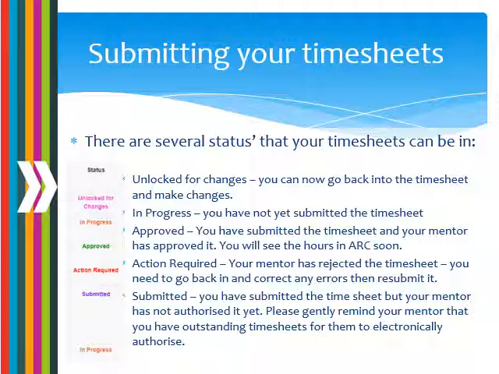Approved means that you have submitted the timesheet to your mentor and your mentor has approved it. You will soon see the hours in ARC. Action required means that your mentor has rejected the timesheet. You need to go back into the timesheet, read the notes that your mentor will have typed and correct any errors. Once you have corrected the errors, you may then resubmit your timesheet to your mentor for authorization.